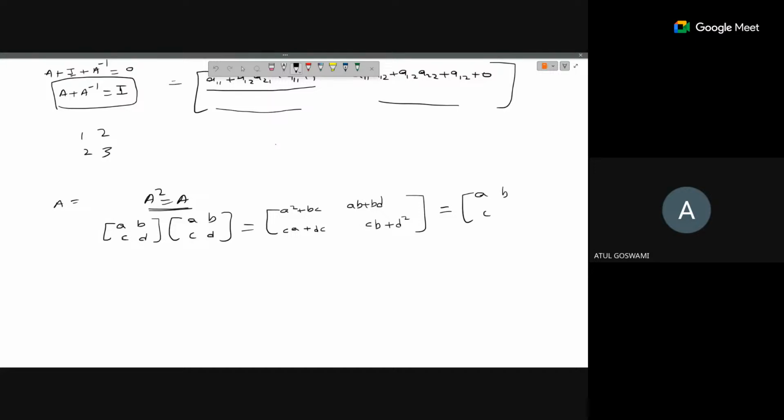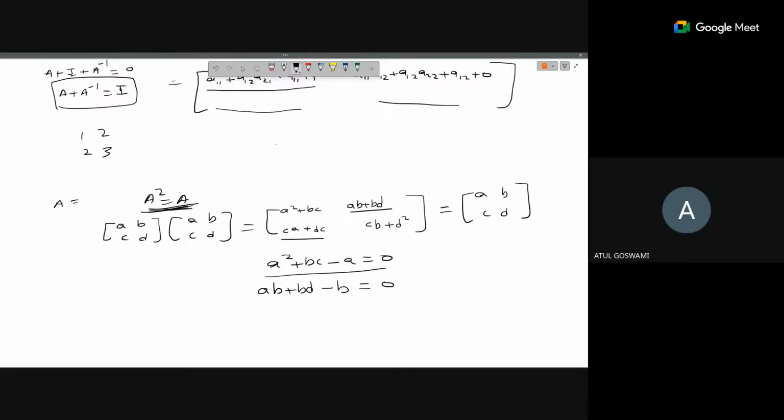A, B, C, D. Okay, this is given to us, and we have to check whether it is possible or not, whether such a matrix exists or not. So I'm saying A square plus BC minus A equals 0. I'm getting that. For it to be possible, this condition should be satisfied. And from the second term, I can say AB plus BD minus B equals 0. Is that clear? Yes, sir, we are okay.